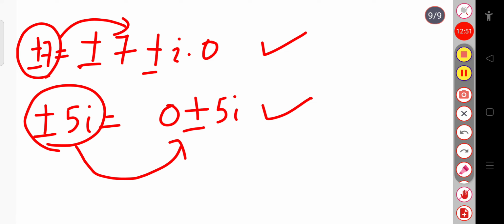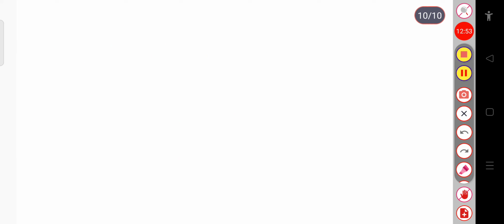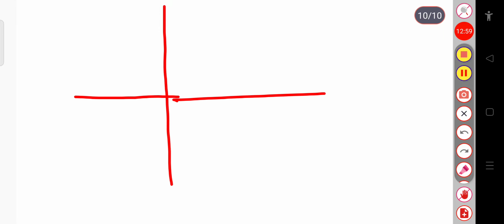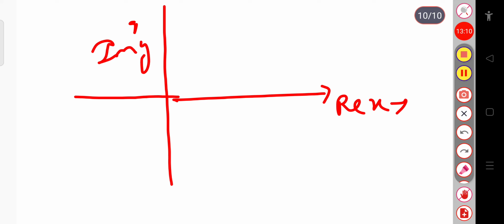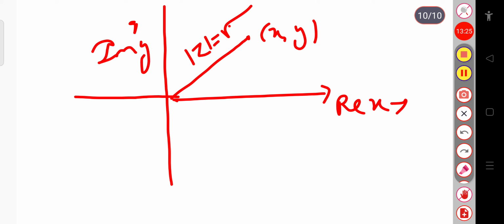Now we will plot a graph of the complex number and the complex conjugate number. This is our real axis and this is the imaginary y axis, and you know how to plot the point (x, y). If I draw only the direction part, this is mod z, that is the square root of x square plus y square. Then the complex conjugate part will lie in this plane.